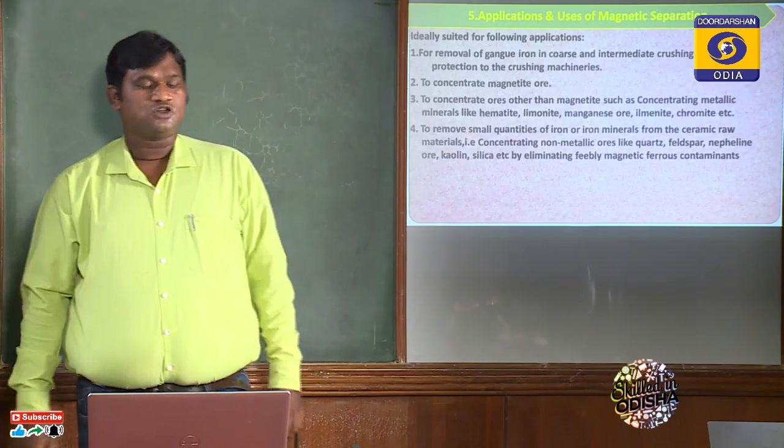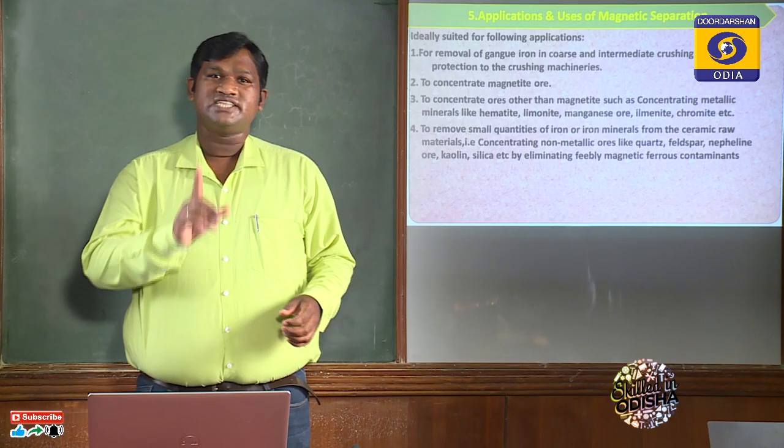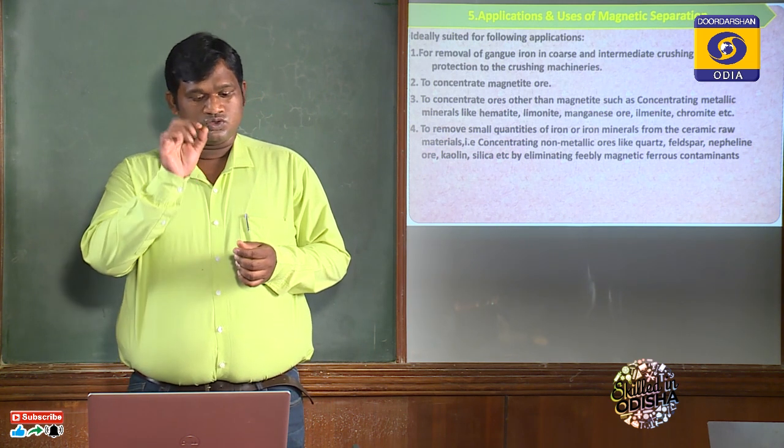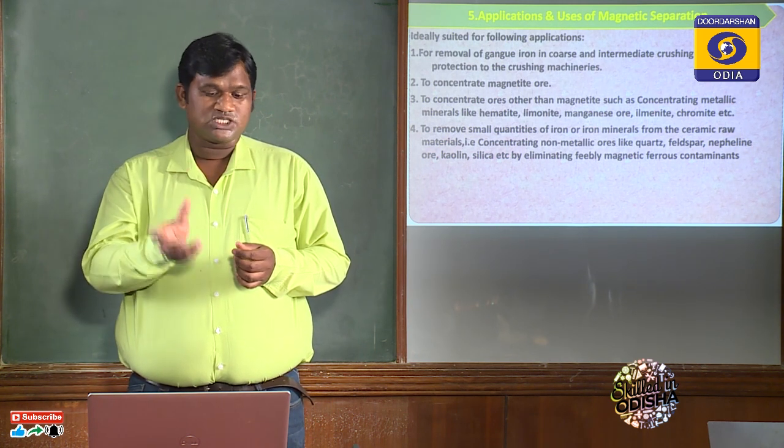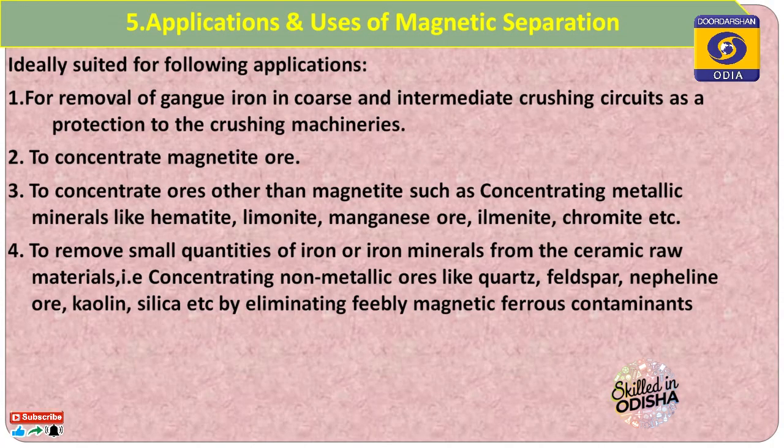So fourth point, to remove a small quantity of iron or iron mineral from ceramic raw material. We apply it also to ceramic material. So whatever small quantity of iron mineral is present in ceramic raw material, we can also remove it by this process.